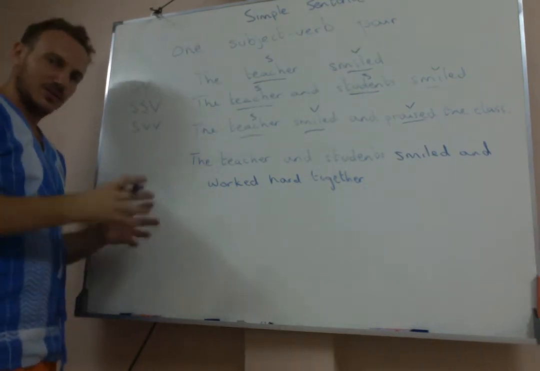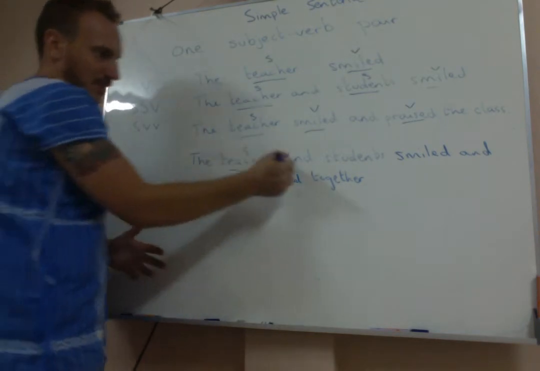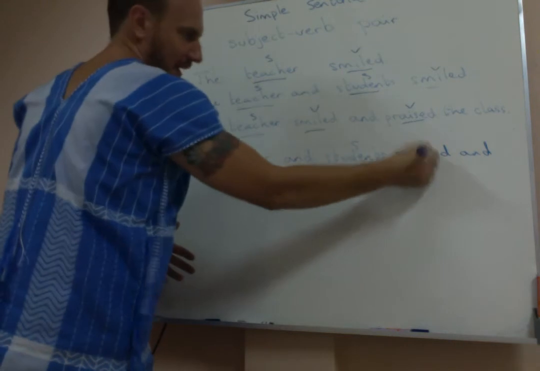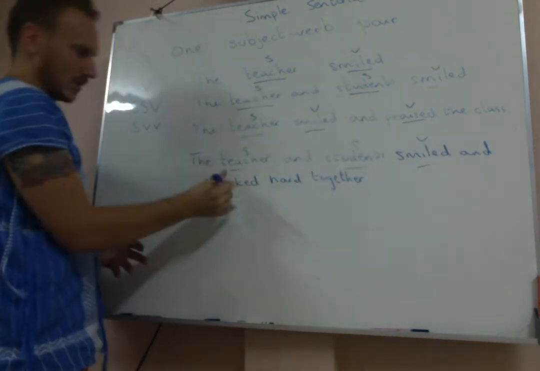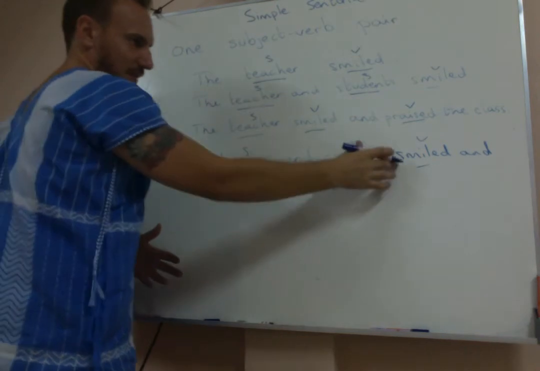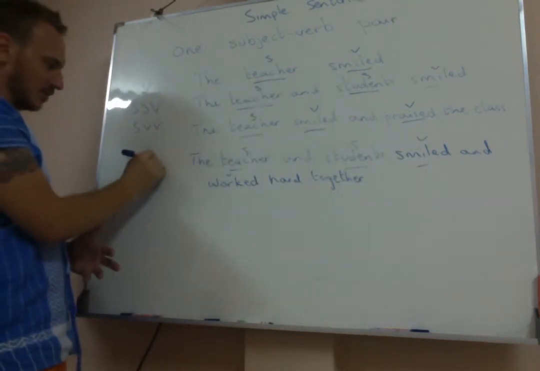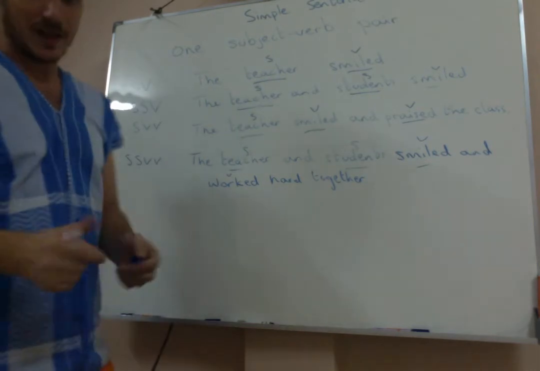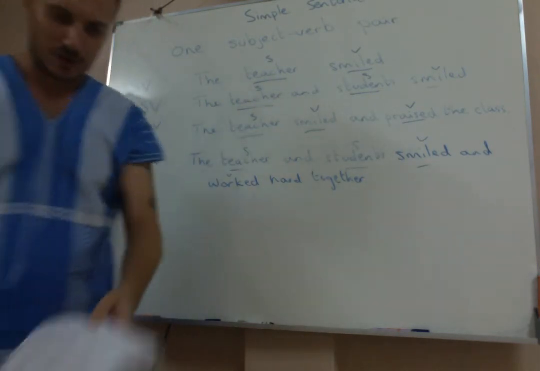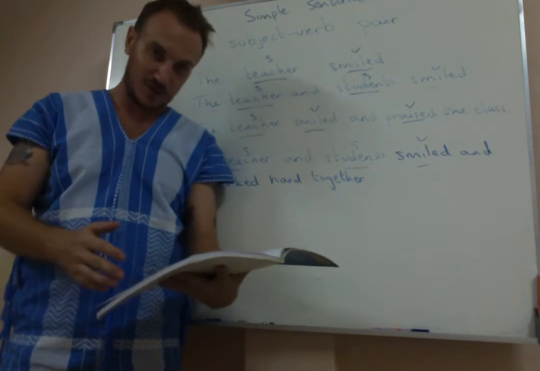Or you could get 2 subjects and 2 verbs that are linked together. The teacher, subject, and students, subject, smiled as a verb, and worked hard together. The teacher and students smiled and worked hard together. Subject, subject, verb, verb. Now, as you go through page 11, you're going to be looking at subject-verb agreement.